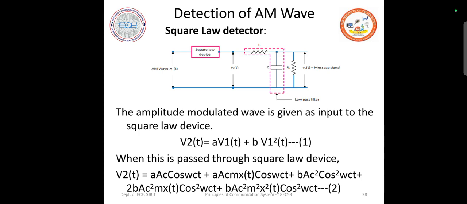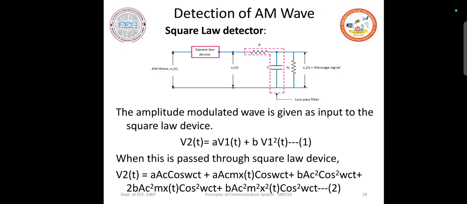This is the circuit diagram of a square law detector, where at the input side we have a square law device, which is nothing but a nonlinear device, and we already know the mathematical model for it. If the input is v1 of t, which is a modulated wave, v2 will be some scalar a times v1 of t plus b times v1 square of t. We'll limit ourselves to second degree because higher orders will not contribute too much.